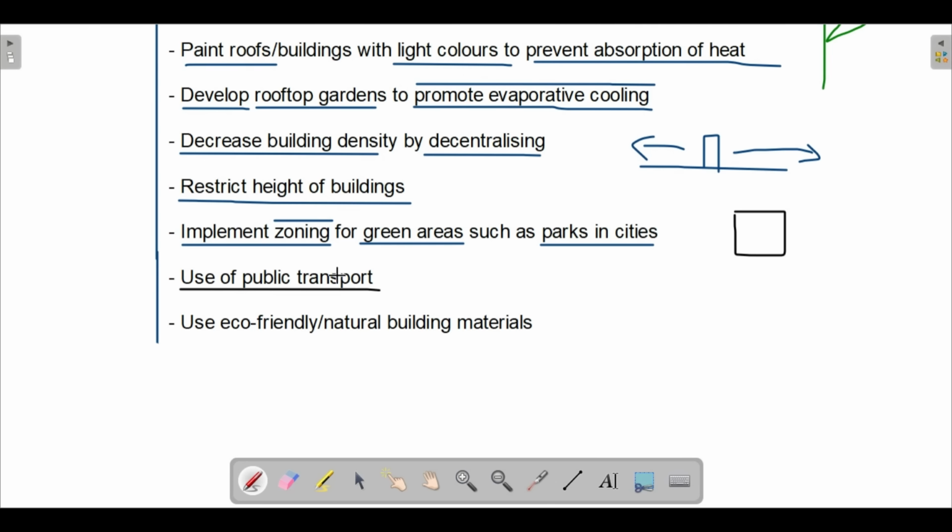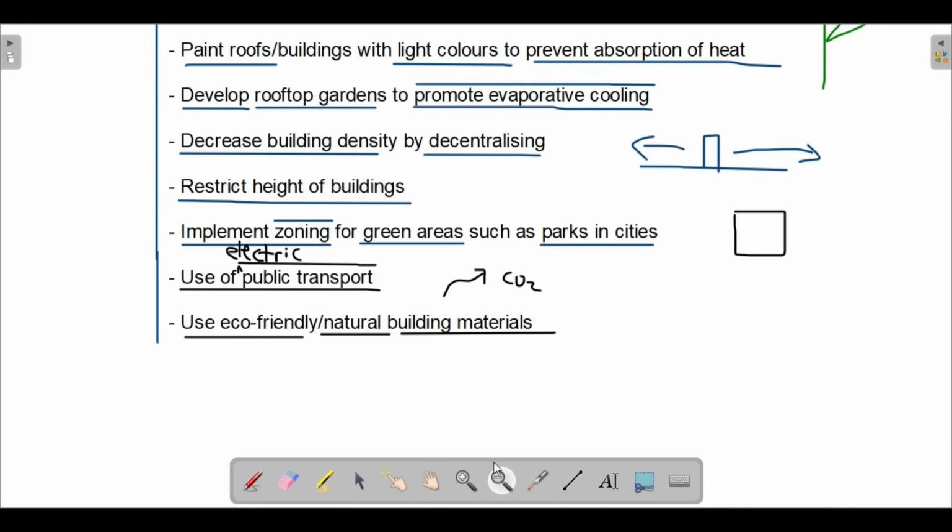Instead of everyone entering the urban area with their own car or own vehicle, we can promote the use of public transport. Okay, and this public transport must be sustainable, guys. It must also use alternative energy. We can use eco-friendly or natural building materials.